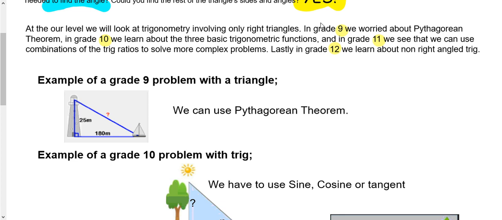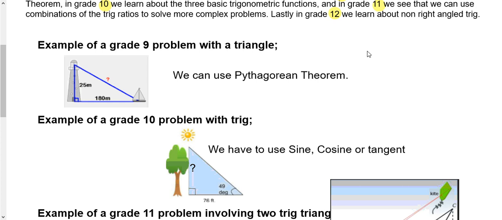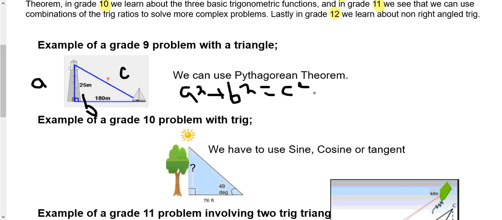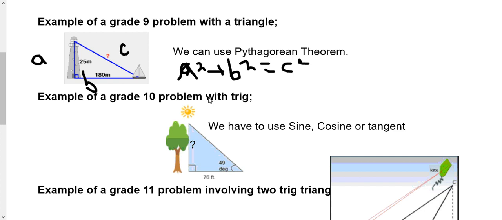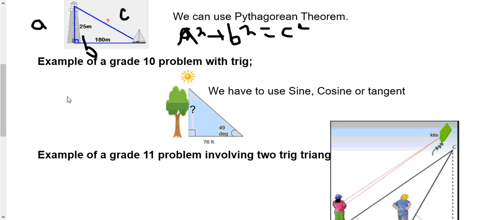Well, here's an example of a grade 9 problem with a triangle. And that's basically A, B, C. A squared plus B squared equals C squared. So that's a grade 9 problem with a right angle triangle's Pythagorean theorem. Here, let's make that a good looking A there. Good. Okay, so here's an example of a grade 10 problem with trig. And you're in grade 10, so this is the kind of stuff we're going to do.